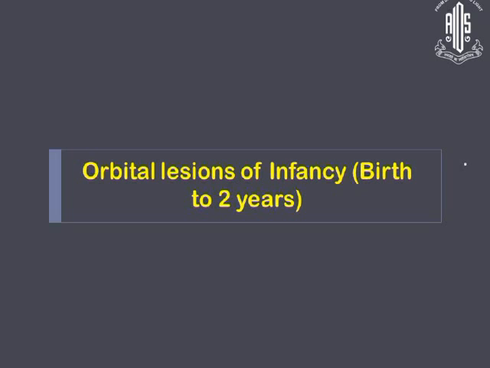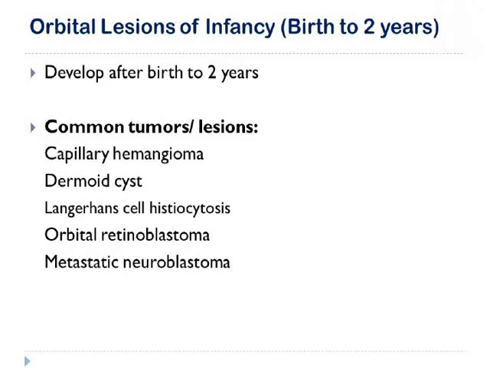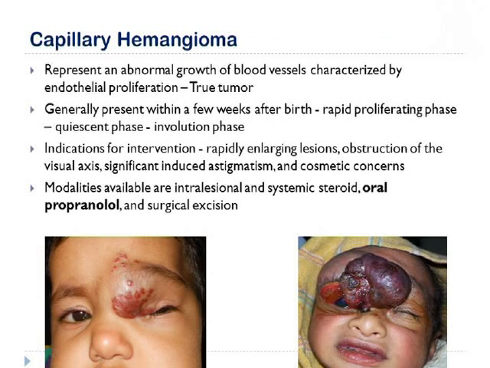So then coming to orbital lesions of infancy to 2 years. In this category, I have kept capillary hemangioma as the commonest, followed by dermoid cyst, Langerhans cell histiocytosis. Amongst malignant lesions in this age group, generally you see orbital retinoblastoma and metastatic neuroblastoma. Capillary hemangioma, we all know it's a true tumor, and it has a proliferative phase, quiescent, and then involutional phase. And the treatment nowadays is oral propranolol, and rarely we need surgical excision.